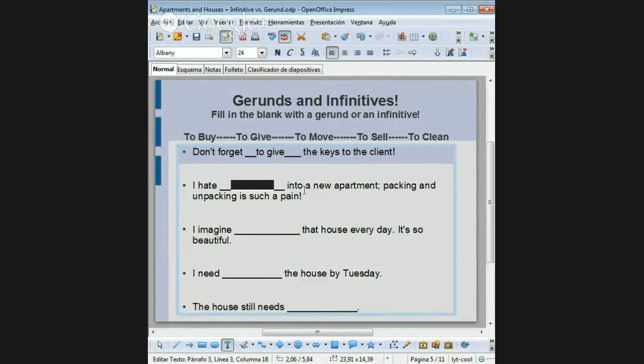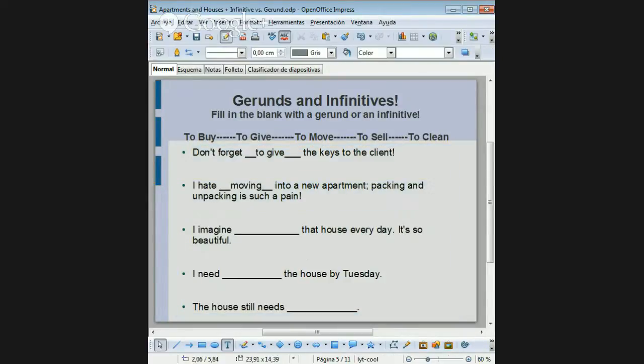Yeah, sure. I hate to move into a new apartment. Packing and unpacking is such a pain. Good. Yeah, I hate moving into a new apartment. Really good job. Nice job with that gerund. Demo, what about the next one?